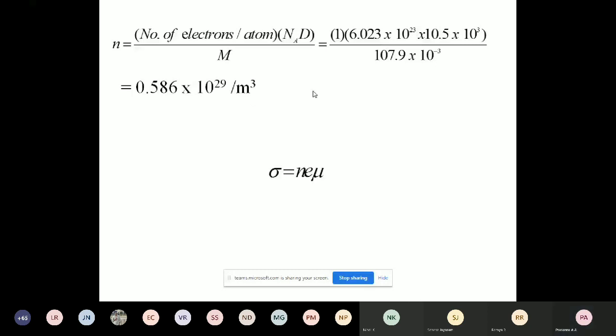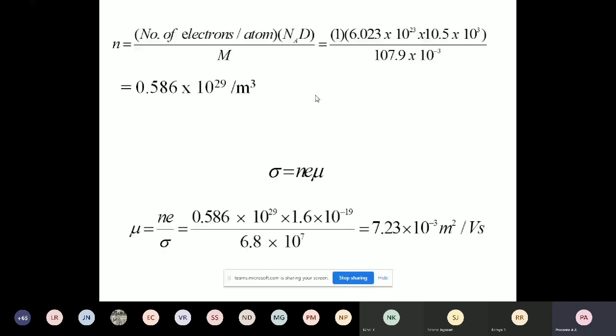And for the second part of the problem, we need to calculate the mobility. This is the simple equation for conductivity, sigma equals N e mu. Therefore, mu is equal to sigma by N e. N, the number of electrons per unit volume, is calculated. And e is the charge of electron, 1.6 × 10^-19 coulomb. And sigma was given in the problem, that is substituted. On calculating, you will get this answer, 7.23 × 10^-3 meter square per volt second.